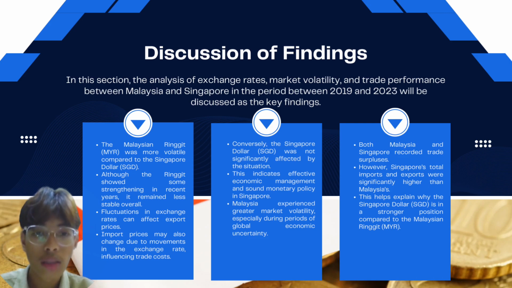After that, the Singapore dollar was not significantly affected by the situation. This indicates effective economic management and sound monetary policy in Singapore. Malaysia experienced greater market volatility, especially during periods of global economic uncertainty. Both Malaysia and Singapore recorded trade surpluses. However, Singapore's total imports and exports are significantly higher than Malaysia's. This helps explain why the Singapore dollar is in a stronger position compared to the Malaysian ringgit.